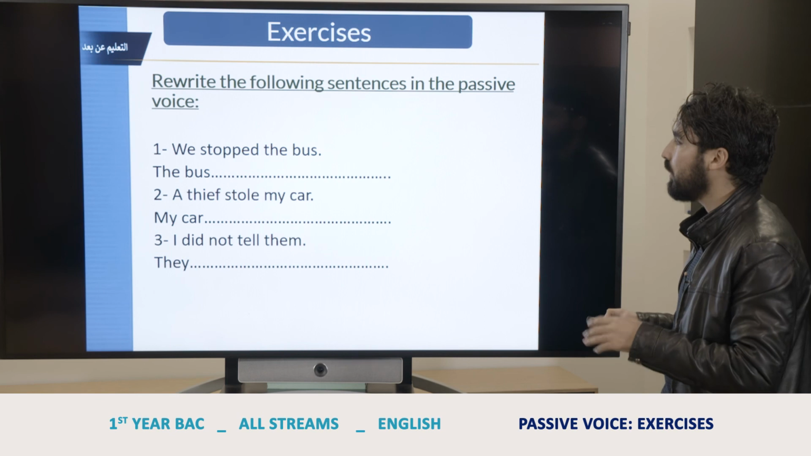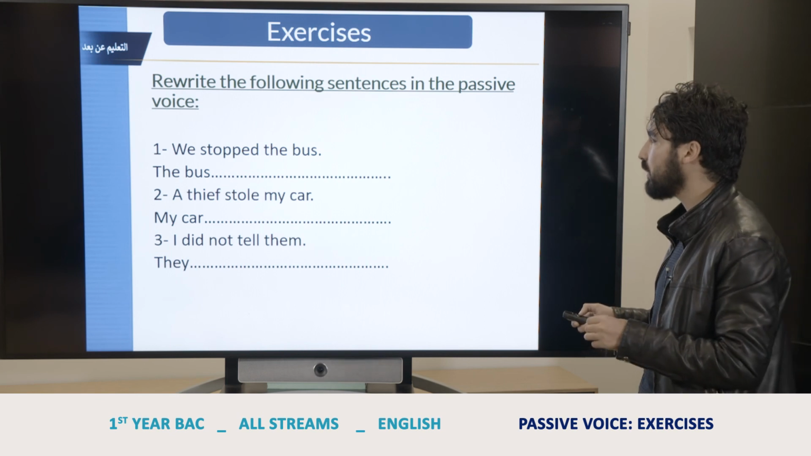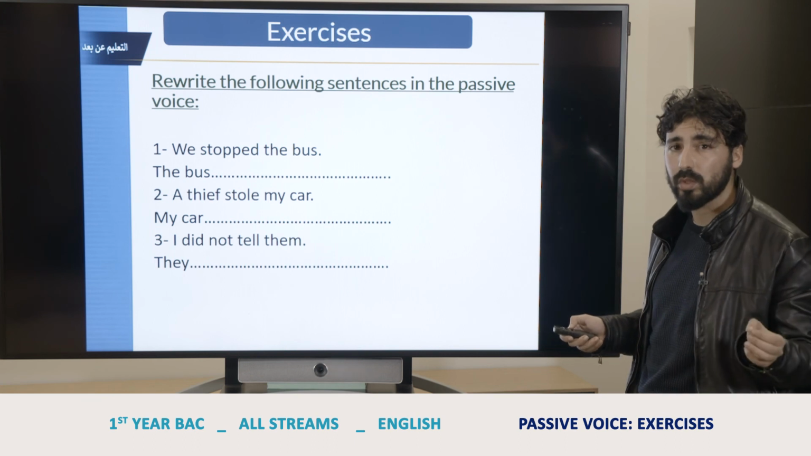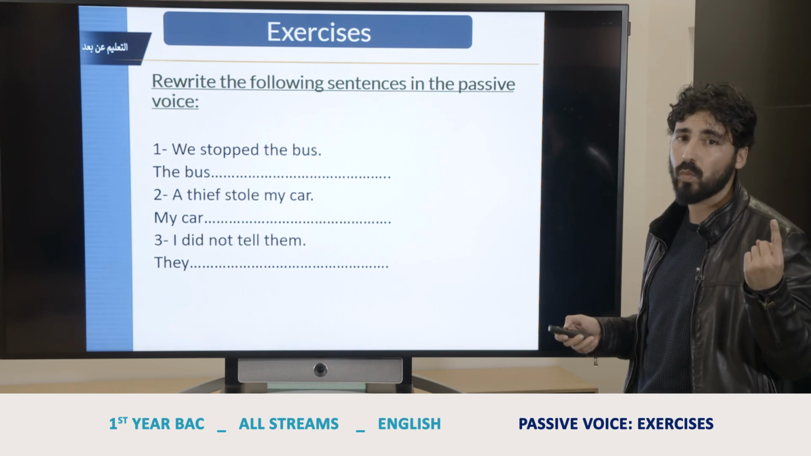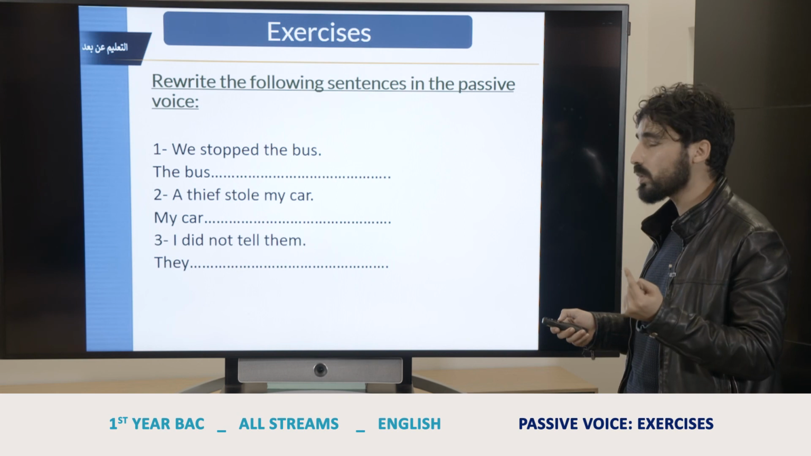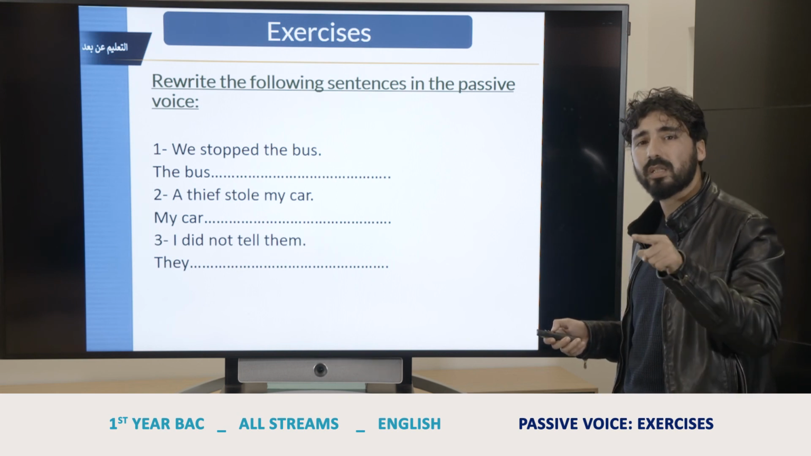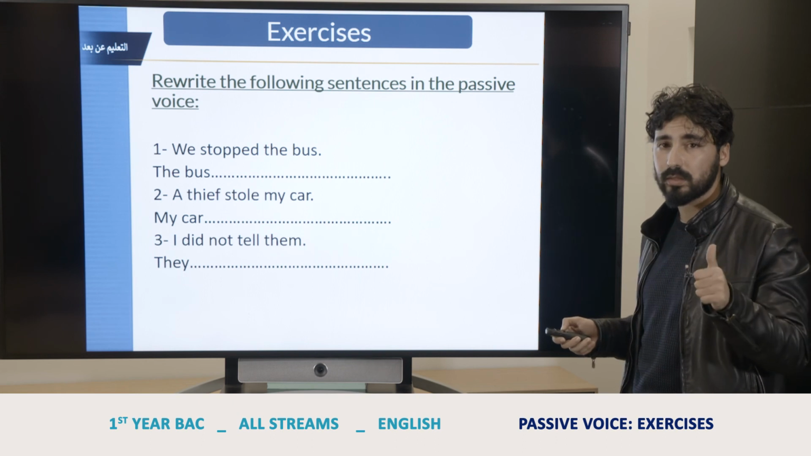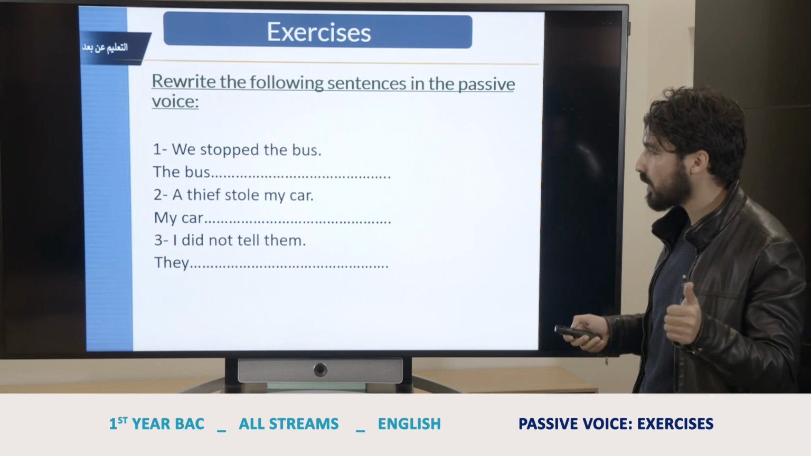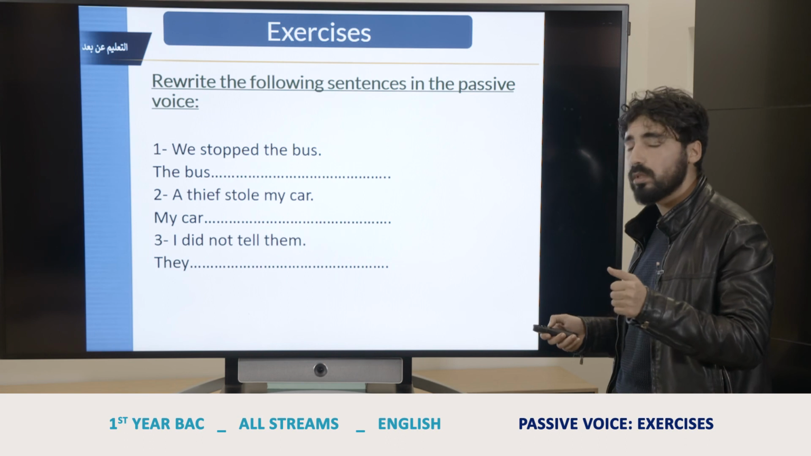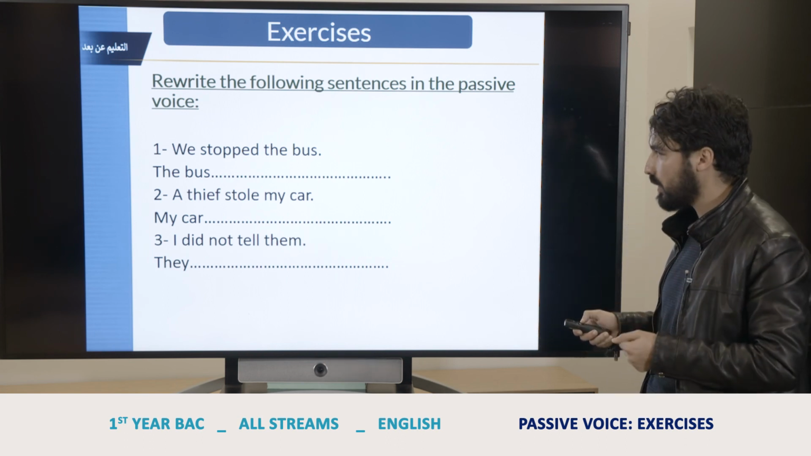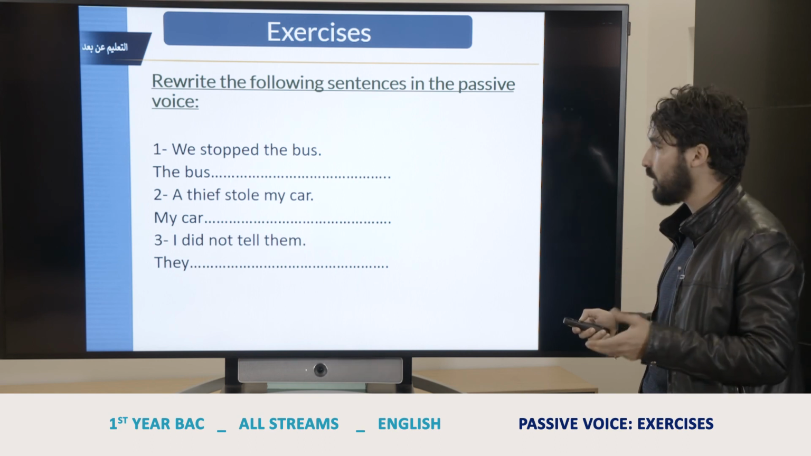Number 2, a thief stole my car. My car was or were? It's one car. It means was. My car was plus the past participle of the verb steal. What is it? It's stolen. So my car was stolen by a thief. A thief. So it's something definite. We know who stole my car.